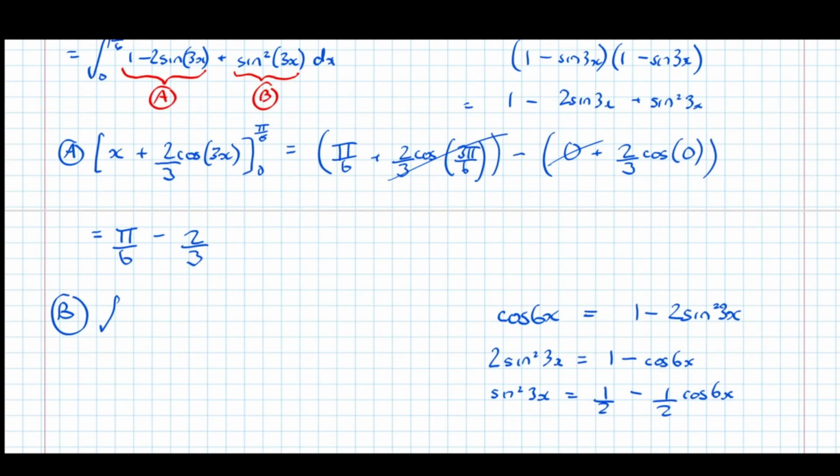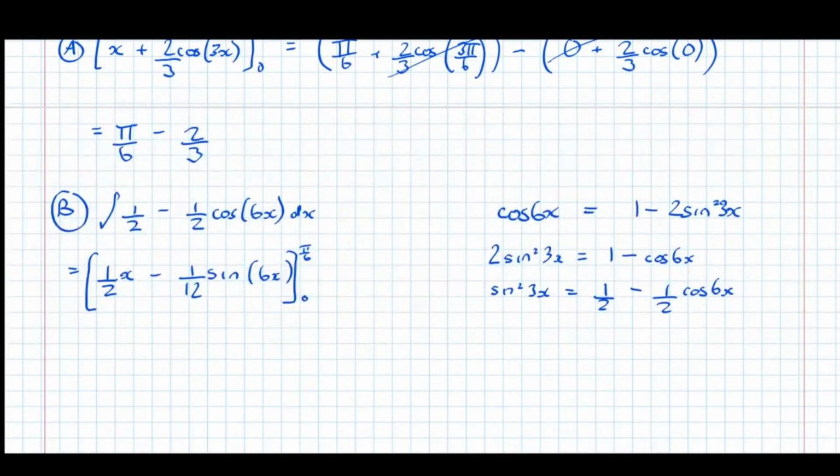So now that's transformed our integral into an equivalent form that we can now integrate. So that's the integral of a half minus a half cos of 6x dx equals 1/2 x minus 1/12 sine of 6x. The integral of cos, we divide by the differential of the bracket. That's between pi over 6 and 0, and let's sub that in.